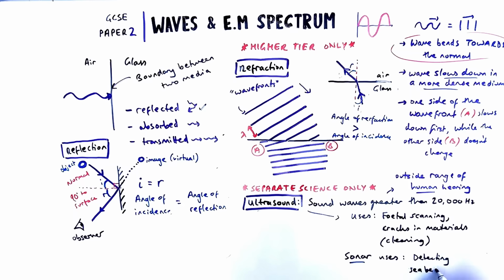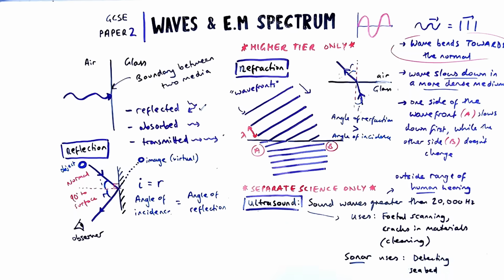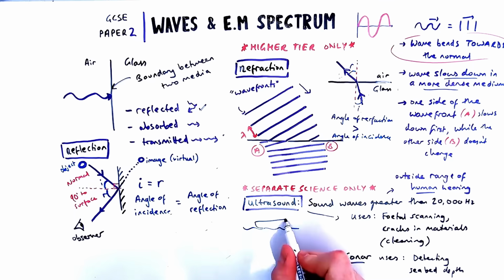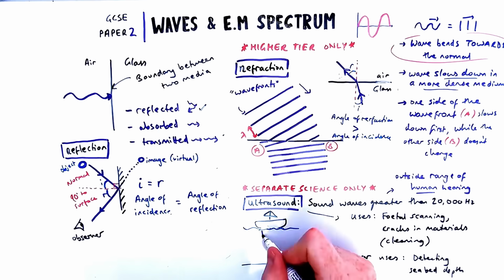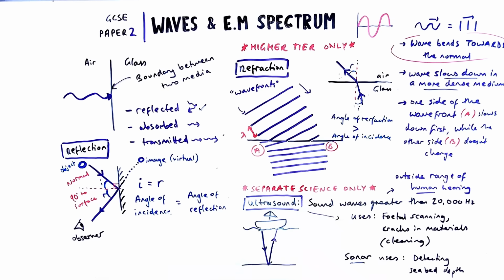I'm going to use this example to help explain ultrasound because it's easier to draw, but it works in the same way. So let's say I've got a ship on the surface of the water. It wants to find out what the depth of the seabed is to know where to place its anchor or when to go into port. So it's going to emit a sound wave downwards, and the sound wave is going to reflect back up, or echo.